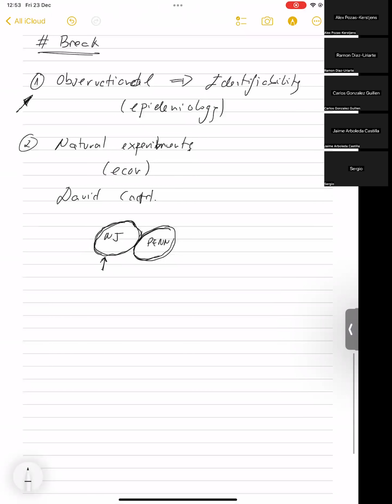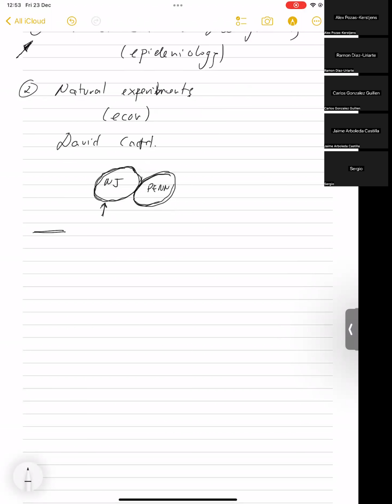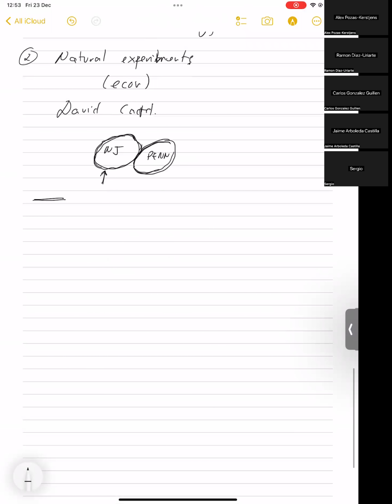Well, that's the end of the break. So we continue with the three assumptions that we need to make in order to infer causal effects from observational data. So the first one was exchangeability, and we hope to find a set of variables such that conditional exchangeability holds, and we adjust for those variables.